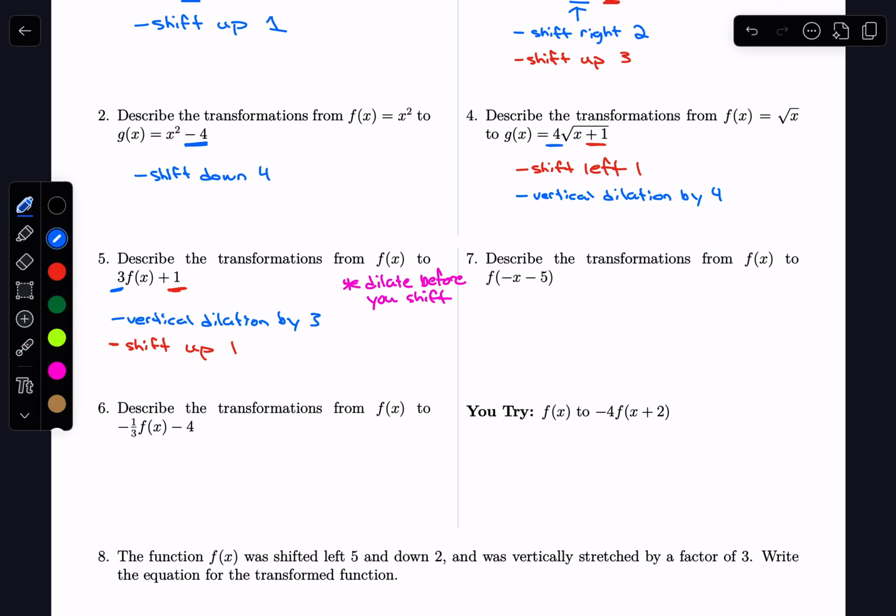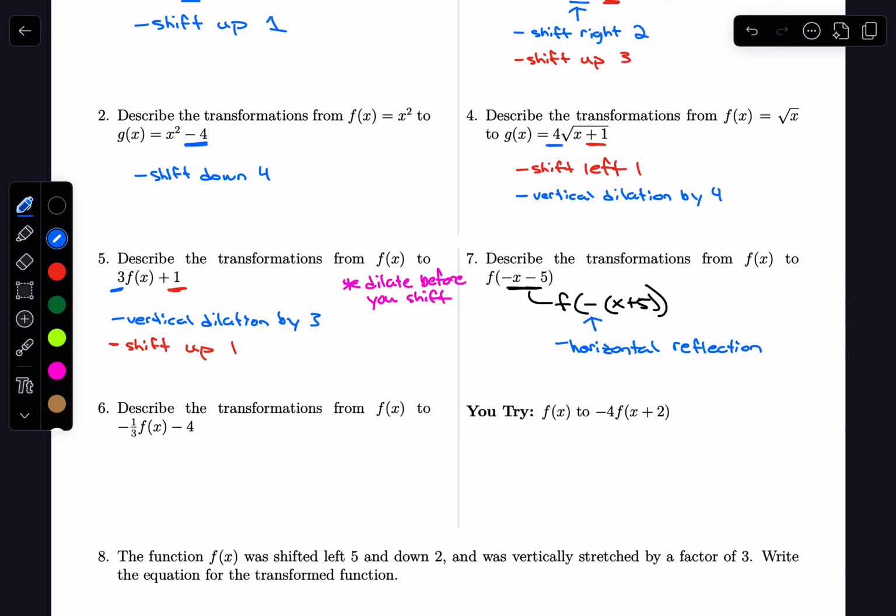Okay, number 7. We're going from f of x to f of negative x minus 5. There's a small issue with how this is written though, because it doesn't match our format from before, where we needed to have x plus or minus h on the inside. So what we have to do is rewrite this as f of a negative sign and then x plus 5 in parentheses. So notice I pulled the negative sign out of those two terms there. We always need to have it in this format in order to properly read off that this negative sign is a horizontal reflection and that the 5 is actually positive.